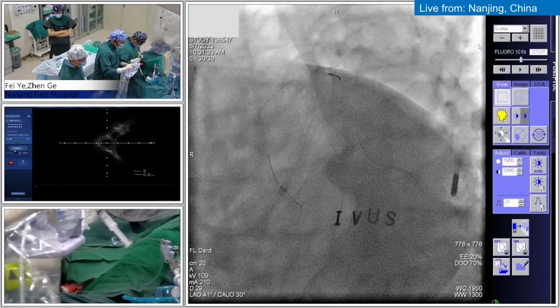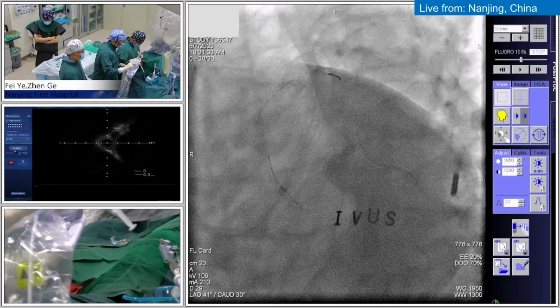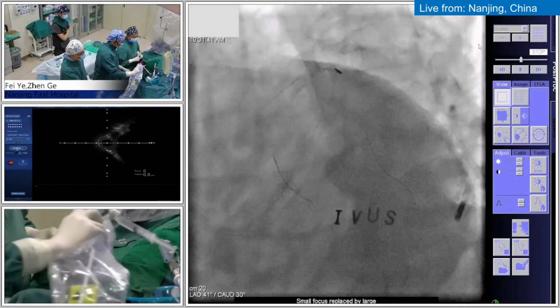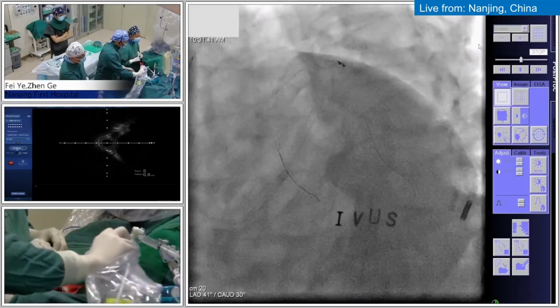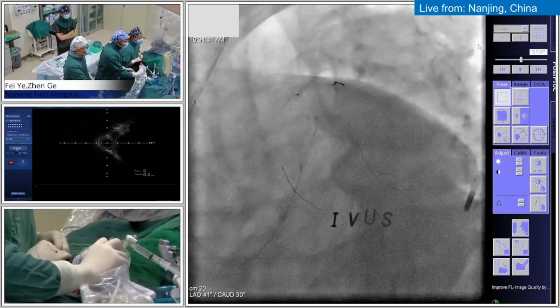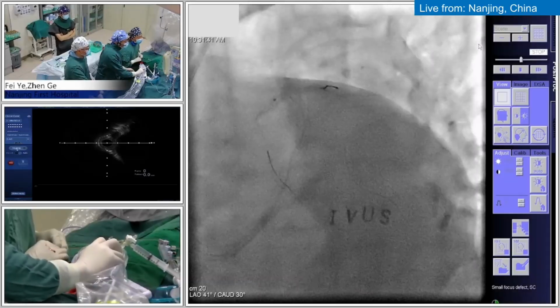So we can also see that with the predilation of the vessel, the patient was very stable with stable blood pressure and no symptoms, no chest pain, very, very stable. So we think IABP is not necessary, and observation is a good choice for this case.